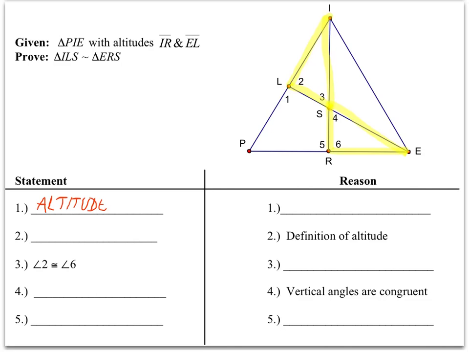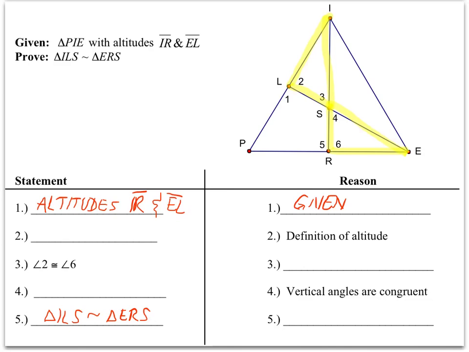Altitudes, IR and EL. And that was given. We should have an end goal in mind, and the end goal is to prove triangle similarity. So I might as well write that down now. Triangle ILS is similar to triangle ERS. That's what we got to get to.